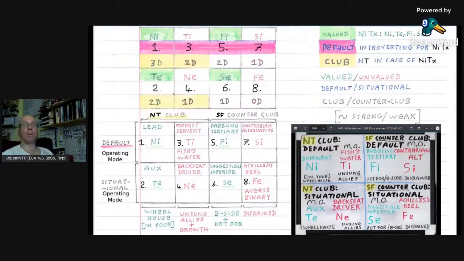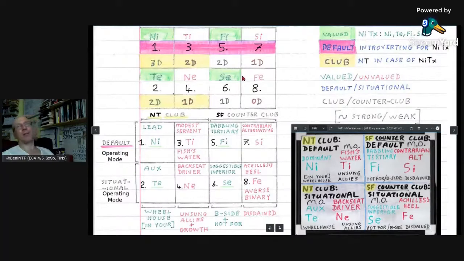So dichotomies. What slot 6 has going for it is that it's valued. But it's not default because it's not an introverting function within the introverts. And it's not part of the NT club, the NT strategic intellect. So it's quite far away. So sometimes it sort of depends on development and what is weaker, 6 or 7.